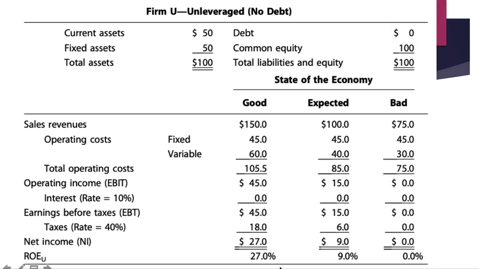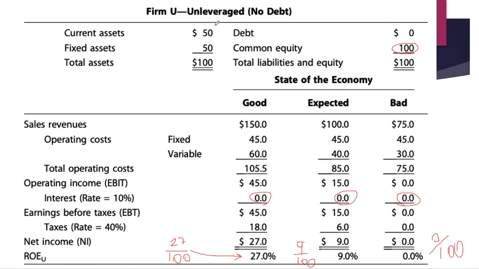But for the first case, as you see, it is 100 million completely from the common equity and 0 debt. Since there is no debt, the interest expense here is always 0, because we didn't borrow any money. The return on equity is now going to be the net income, which is 27, divided by the equity, just 100. This gives you 27%, and this is 9 divided by 100, which is 9%. And this is 0, so 0 divided by 100 is also 0.